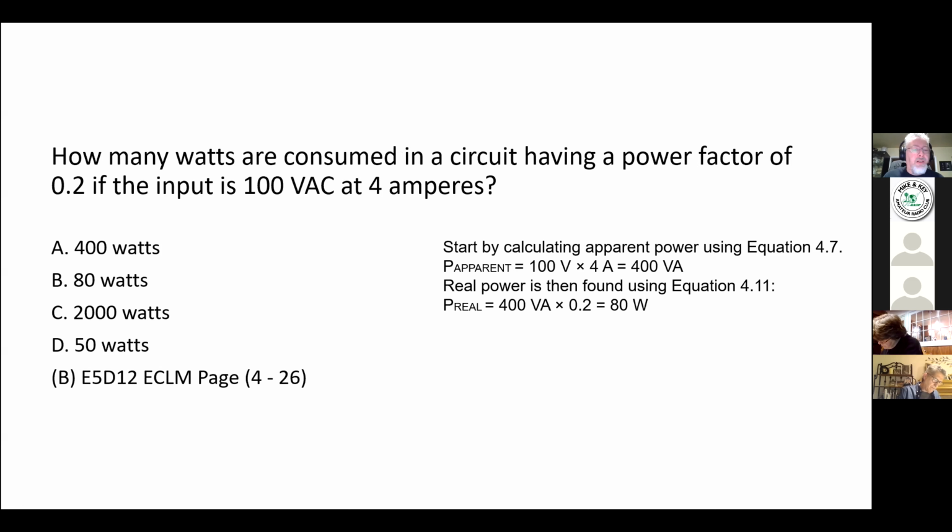B, Bravo is correct, and we're using equation 4.7. Start with apparent power using equation 4.7. Apparent power equals 100 volts times 4 amps equals 400 volt amps. Real power is then found by using equation 4.1. Power real equals 400 volt amps times 0.2 equals 80 watts.